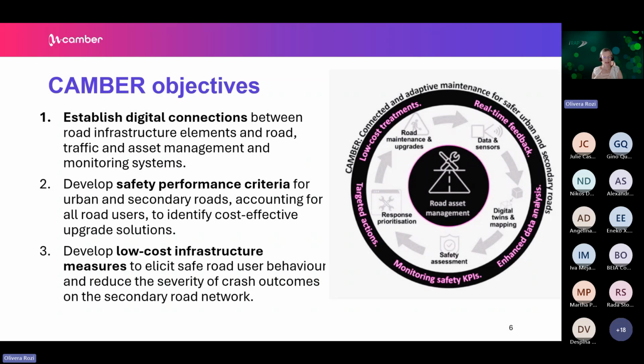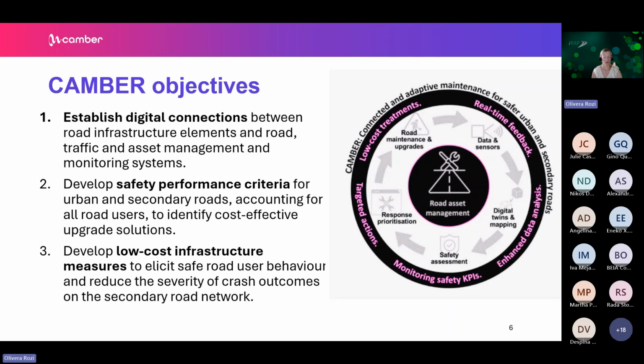Our second objective concerns safety performance criteria and its development. We are going to expand safety assessment methods used for roads to include new performance criteria and maintenance indicators that are specific to urban and secondary roads, which was the overall objective of the call anyway.